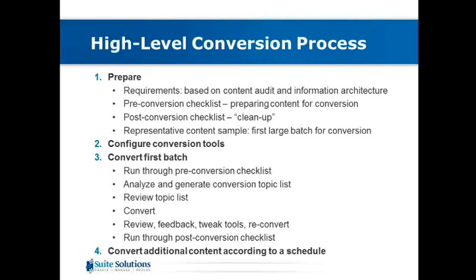You run through that pre-conversion checklist, analyze, and generate what's called a conversion topic list, which we'll talk about. You review that topic list, and then actually run the conversion. Once you get the XML content back, you do a review, tweak the tools, and reconvert. And once you've gone through this process once, generally you should be set to convert the additional content according to some kind of schedule, with maybe some tweaking in the middle, depending on what kind of content is coming.